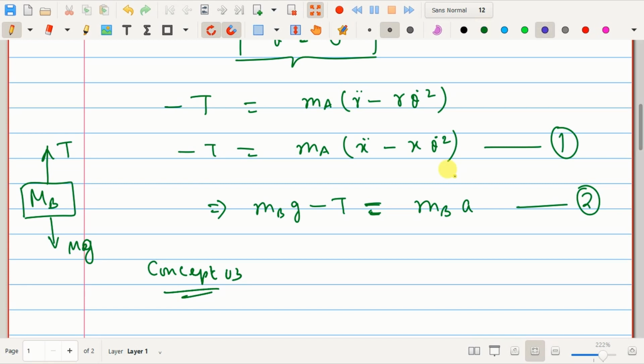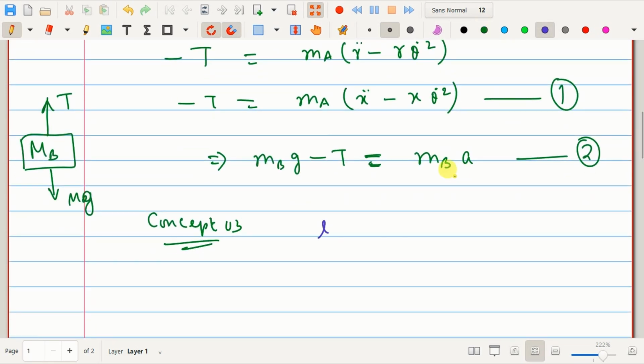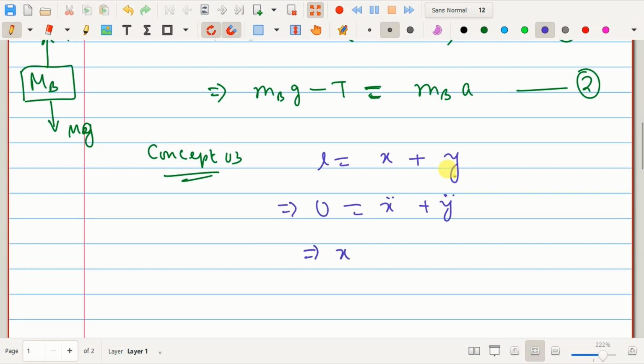Using the constant relation. What is this constant relation? This is saying that the total length of the string is L, the upper portion is x and the downward portion is y. Doing the double derivative, we get x double dot plus y double dot equal to 0. This is saying that x double dot is minus of y double dot.